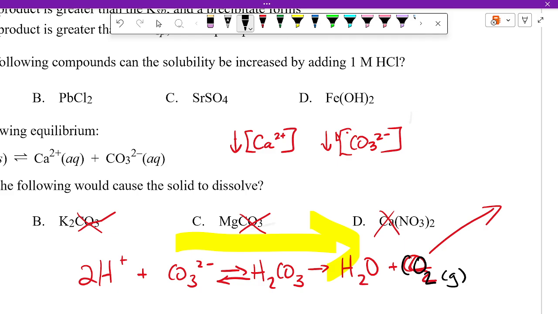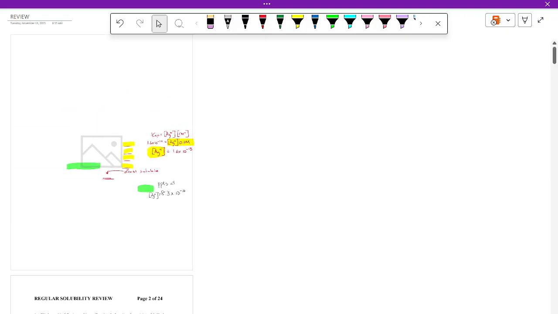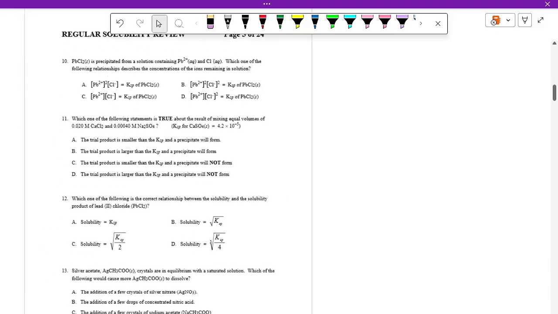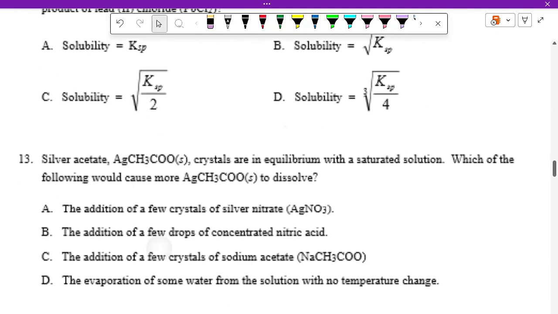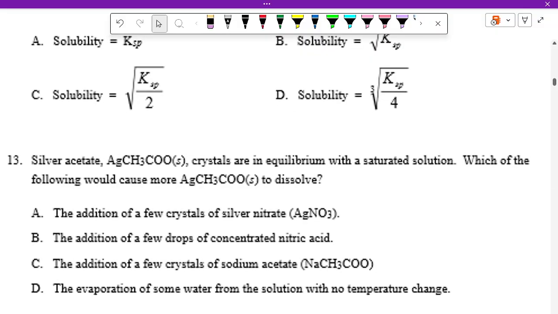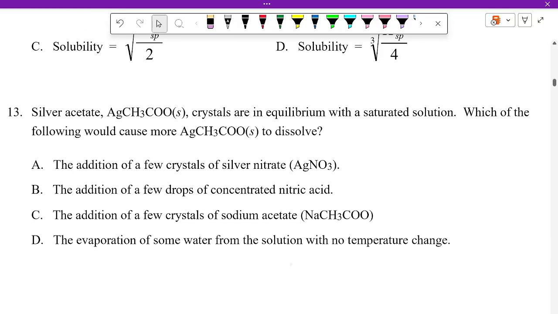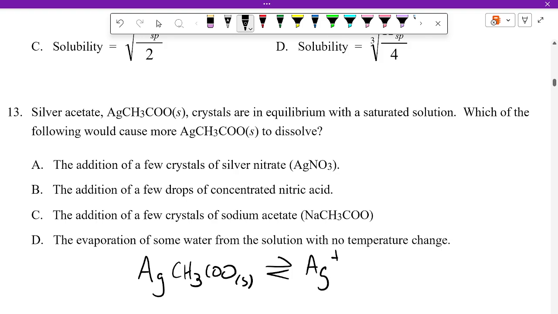13. Also, 8 right after that. 8 and 13. Yep. Silver acetate crystals are in equilibrium with a saturated solution, which would cause more silver acetate to dissolve. Okay, so we have AgCH3COO solid in equilibrium with Ag plus and CH3COO minus.